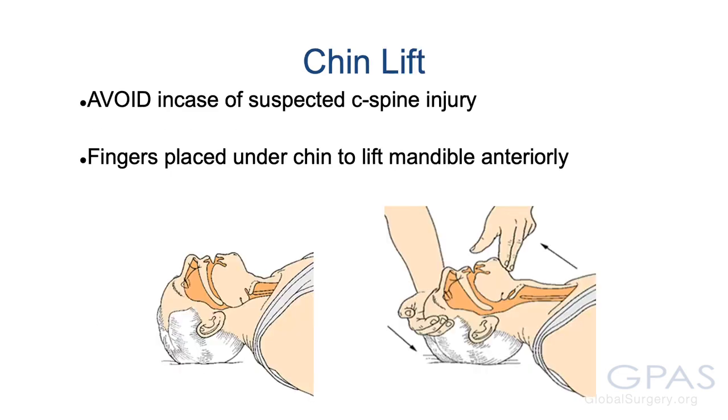The chin lift requires one to put the fingers under the chin and then the other hand on the head. This maneuver is often performed with the head tilt. The mandible is displaced anteriorly, and this lifts the tongue off the base of the oropharynx. Because this maneuver allows you to extend the neck, it must be avoided in case of suspected C-spine injury.